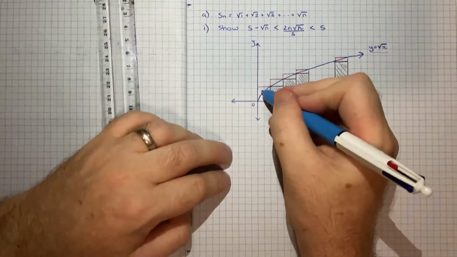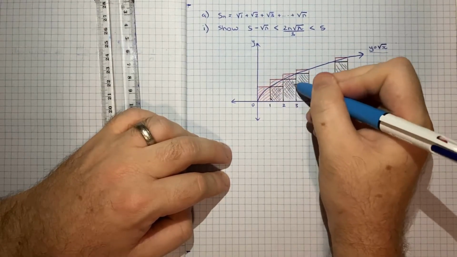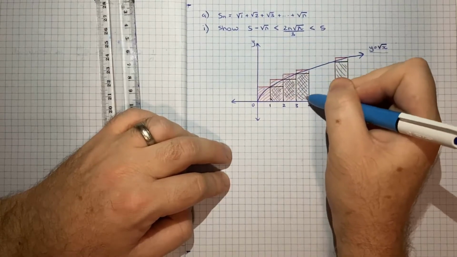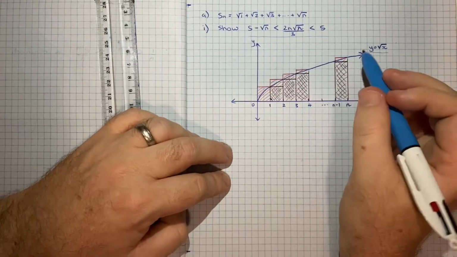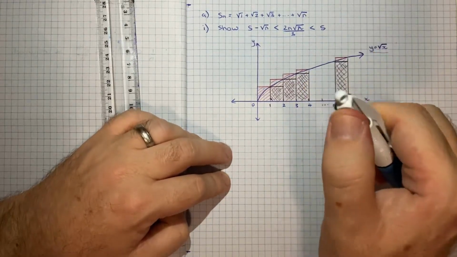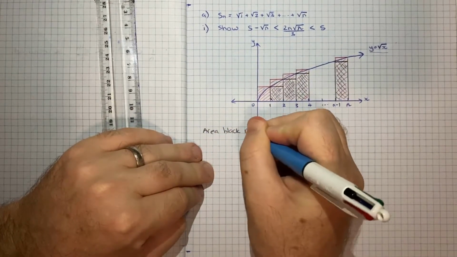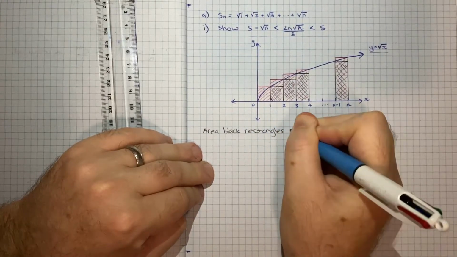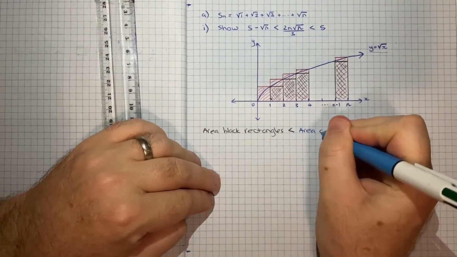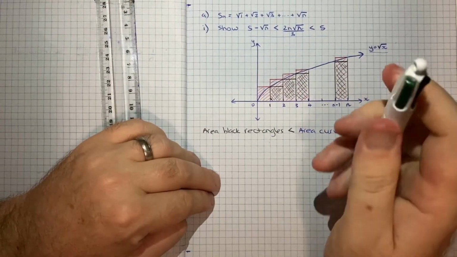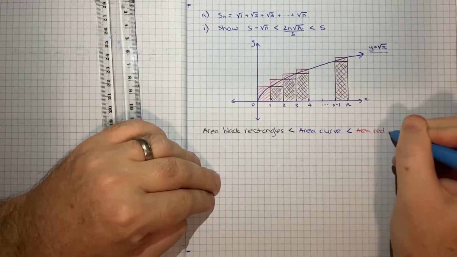So if we look at the area under these red rectangles, we can see that that area would be greater than the area under the curve because those rectangles are always sitting above the curve. So what we could say is that the area of the black rectangles is less than the area of the curve, which is less than the area of the red rectangles.